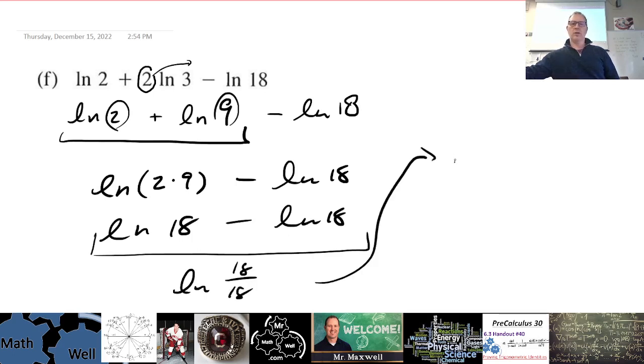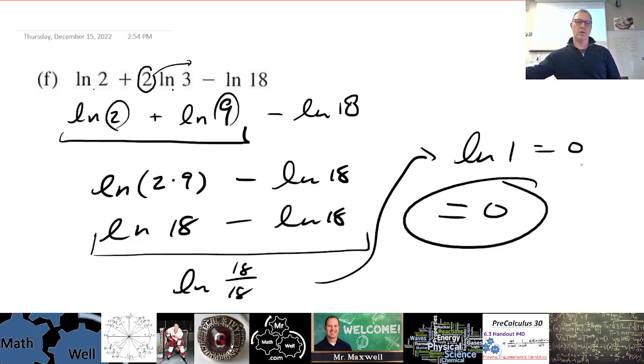So, you did the same base stuff? Well, these all do have the same base. Yes, they have to have the same base in order for that to happen. That's correct. So this is ln of 1, which is 0. So the answer, I think, should be 0 there. Yeah?